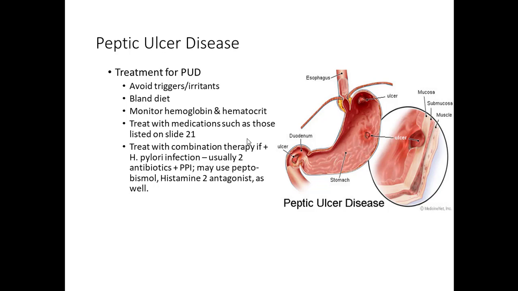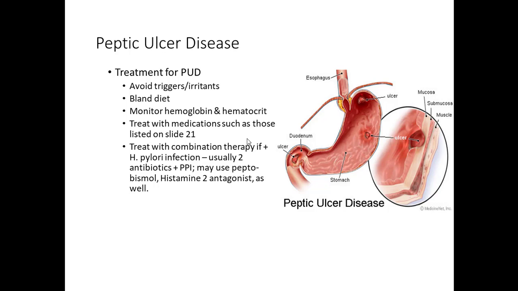If it is an H. pylori infection, generally you're going to see these people on 2 antibiotics and a proton pump inhibitor. They might be on Pepto-Bismol. On that slide with the table, it just says histamine blocker. Well, there's an H1 and H2. So for H. pylori, peptic ulcer disease, they're going to be on what's called an H2 blocker, a histamine 2 blocker.